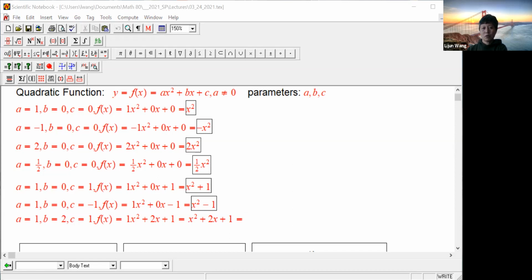What is that perfect square? Could you guys give me that perfect square?